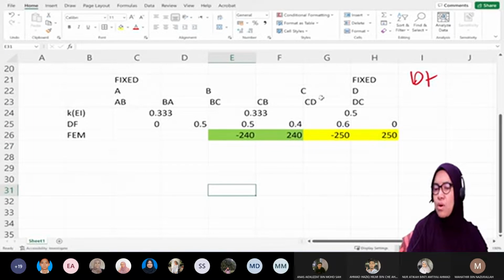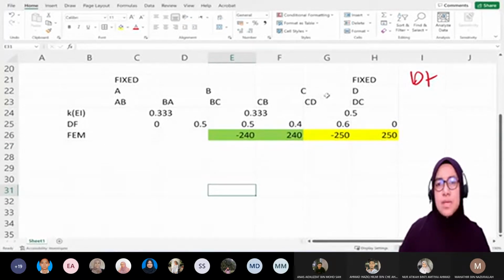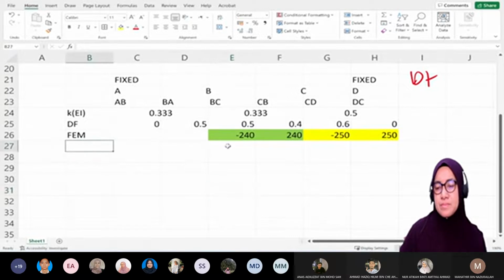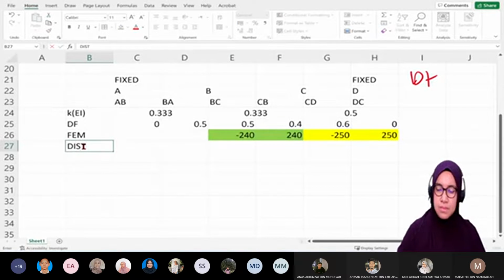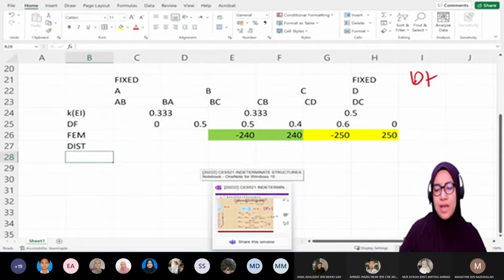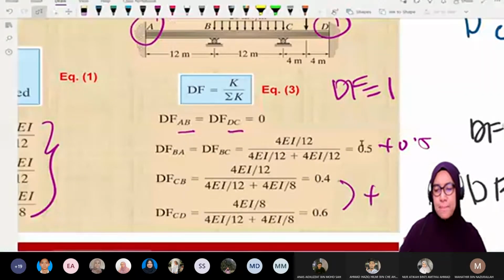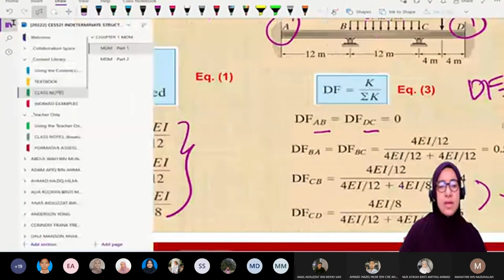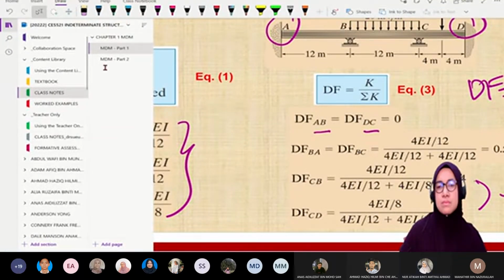Okay, ada soalan tak for FEM ni? Do you have question for FEM? Diam means faham ke diam means tak faham? Okay, tak ada. No question.